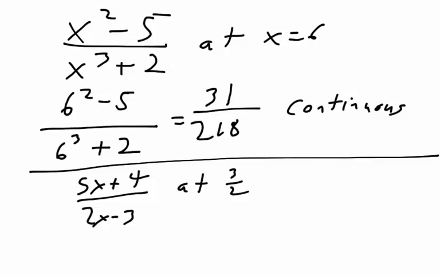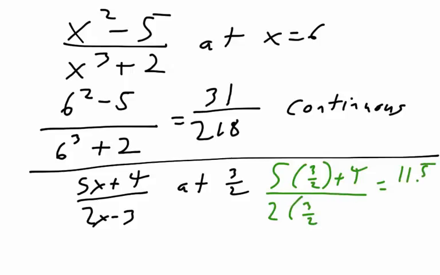In problem number 2, I'm going to do the same thing. We got 5 times 3 halves plus 4, which is 11.5, over 2 times 3 halves minus 3, which is 0. Since we got a non-zero divided by a 0, this is an infinite discontinuity every time.